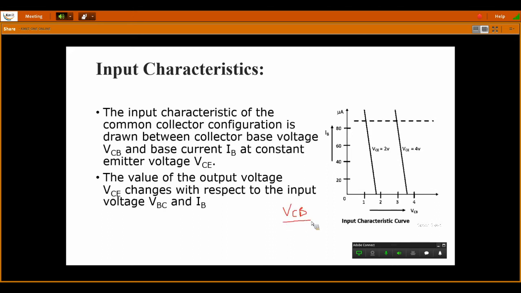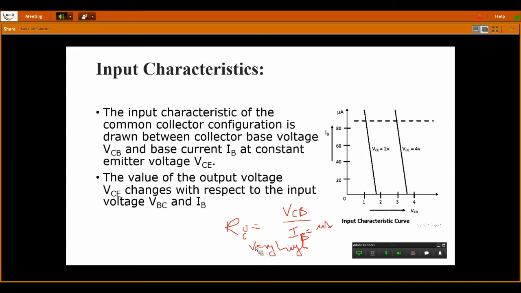So VCB divided by IB, as IB is in the range of microamps, hence the input resistance of the common collector configuration is very high compared to all the three configurations. So it is very high. Hence we could use this as an impedance matching device.